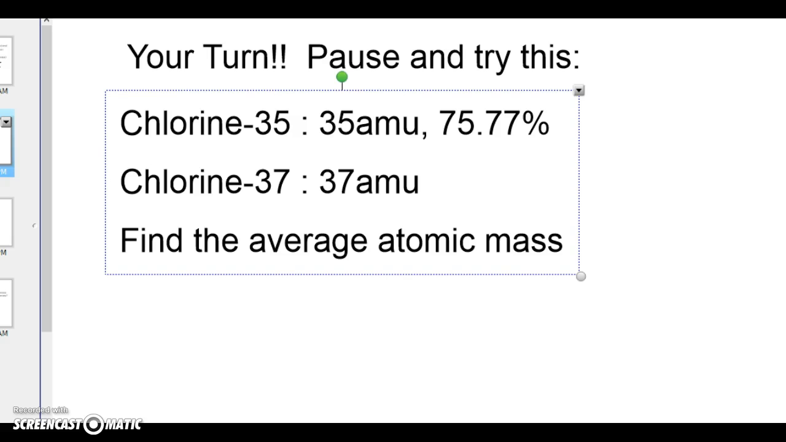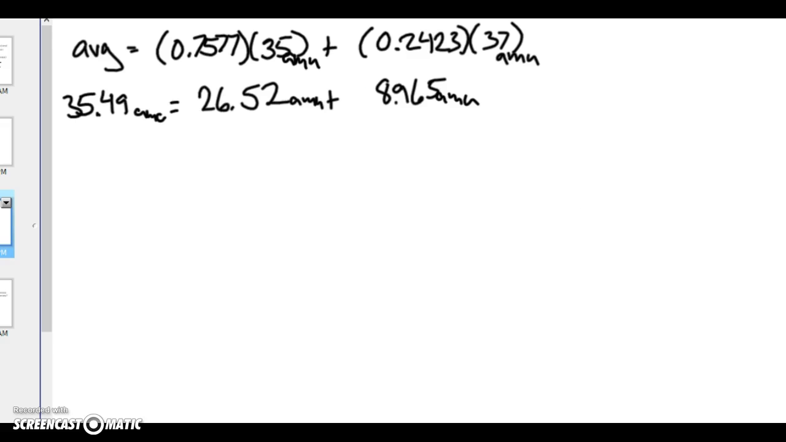Okay, hopefully you paused, did some math, and hopefully you got this, or something a little neater than this. So your average is equal to the percent that was the first isotope, so 75.77 divided by 100 times 35 AMUs, plus the rest of them were that chlorine 37, so 100 minus 75.77 would give you 24.23%, or 0.2423, times that 37 AMUs.